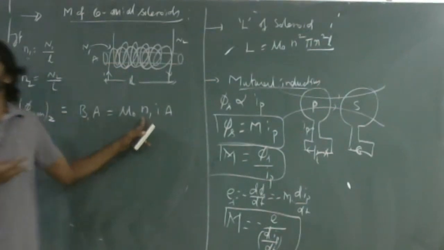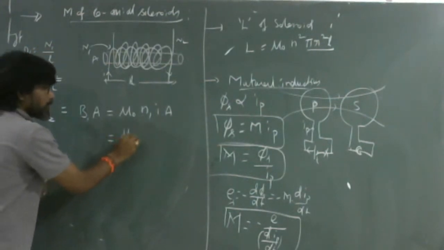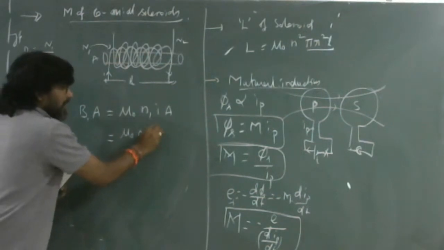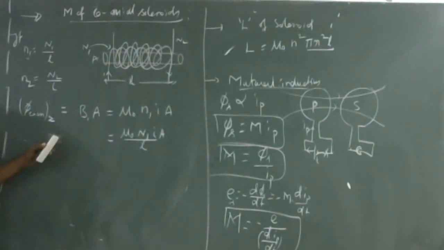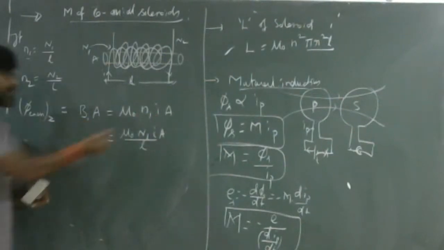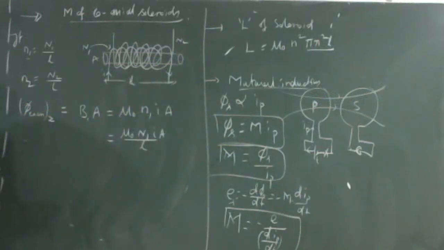Have a quick note of this. For N number of turns, you can also write small n1 equal to capital N1 by l. So you can write it as mu naught N1 I A by l. This is the flux linking with each turn of the secondary coil due to the current in the primary coil. The current in the primary coil you can take as I1, or you can take it as I.